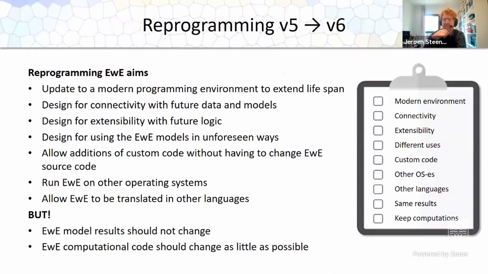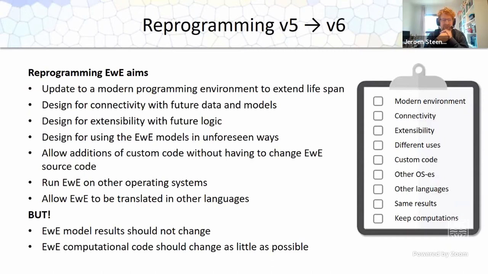The aims of programming Ecopath 5 through 6 were a couple. We wanted to update to a modern programming environment to extend the lifespan of the software. We wanted to make sure that Ecopath was designed for connecting with future data, future models. We had no idea what that would be, but at least we should be able to do it if those needs came along. We also wanted to extend with future logic. So yeah, Ecopath had certain capabilities, but we certainly wanted to keep adding on to those when the needs arose.